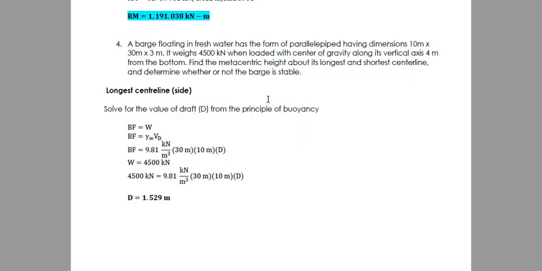Okay, number 4. A barge floating in fresh water has the form of a parallelepiped having dimensions 10 meters by 30 meters by 3 meters. It weighs 4,500 kilonewtons when loaded, with the center of gravity along its vertical axis 4 meters from the bottom. Find the metacentric height about its longest and shortest center line and determine whether or not the barge is stable.